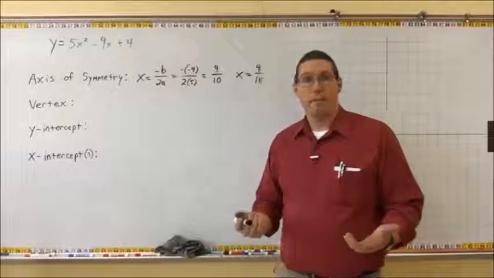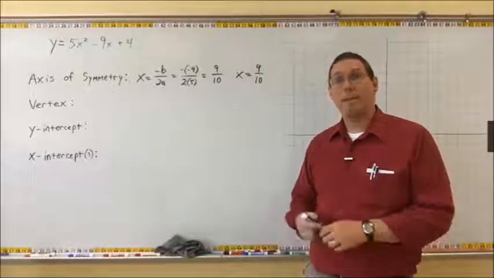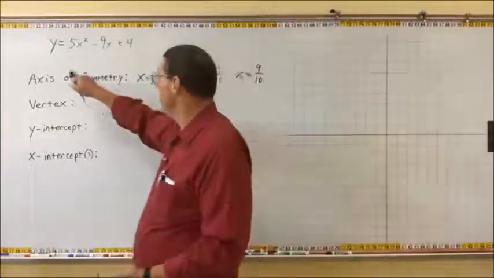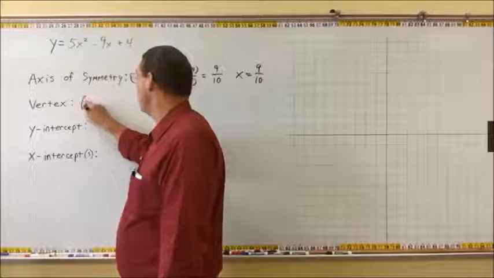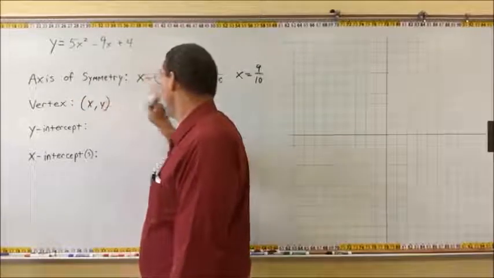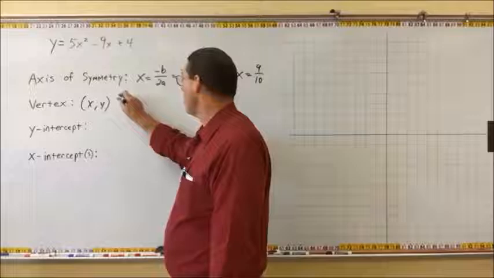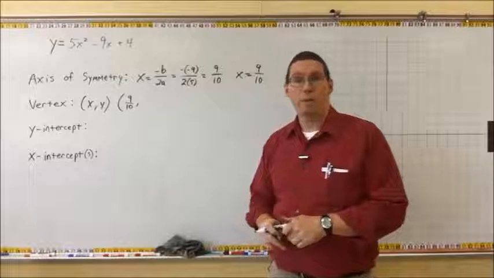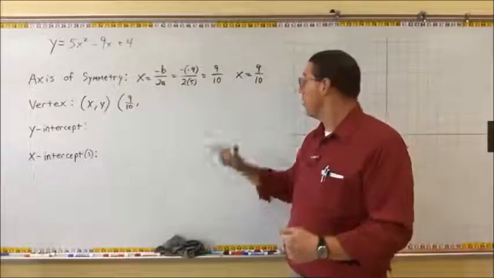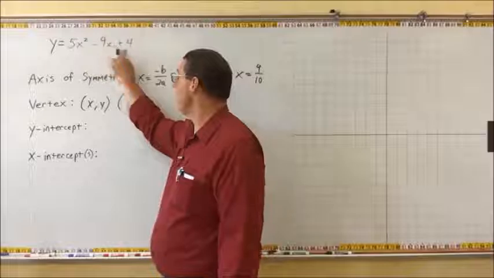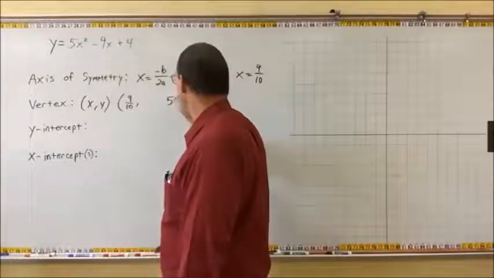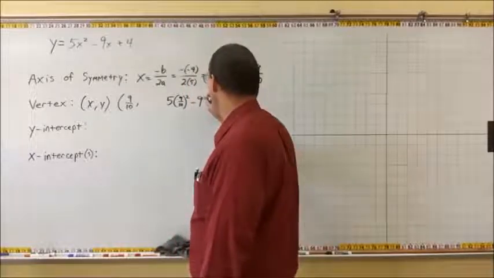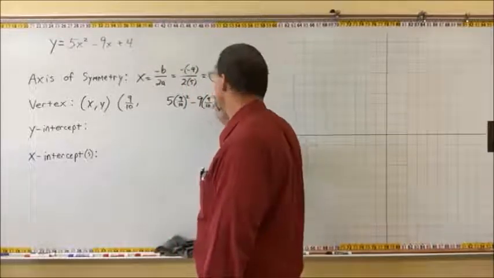All right, so how do we identify the vertex? Well, the vertex is at the axis of symmetry. It's the xy value, and the x value comes from the axis of symmetry. So the vertex in this case is going to be at 9/10 and then some other value. And the way we get that other value is we plug our 9/10 in for x up here. So it's going to be 5 times 9/10 squared minus 9 times 9/10 plus 4.